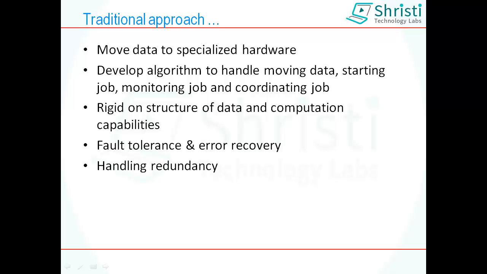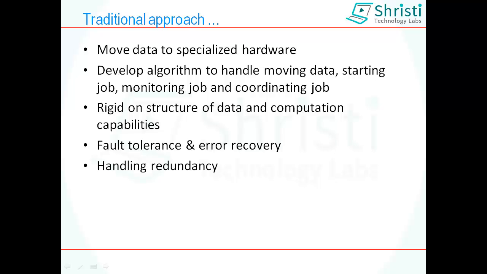Now what they do is they move the data from your storage to the high performance system, whatever we discussed earlier, right? So moving, processing, then storing intermediate results, reprocessing, and then finally producing output. All those things are happening in the traditional approach. Also, you have to develop algorithms to move the data, start a job, monitor the job, and coordinate the job. And the structure is hard, you define the structure, and if you want to change it, add a new field or change the data type, you have to undergo a lot of changes, right?